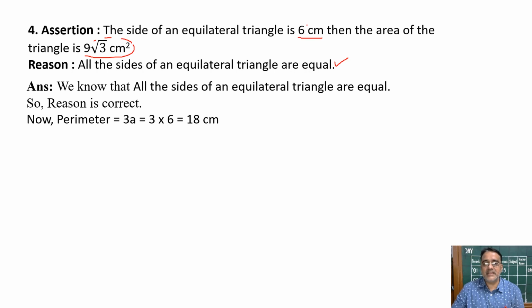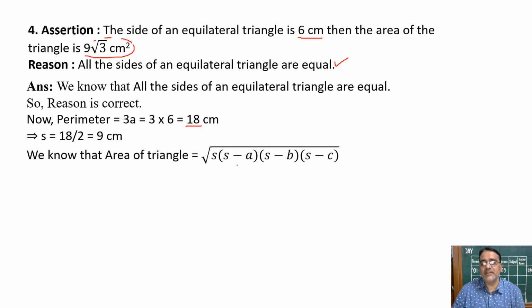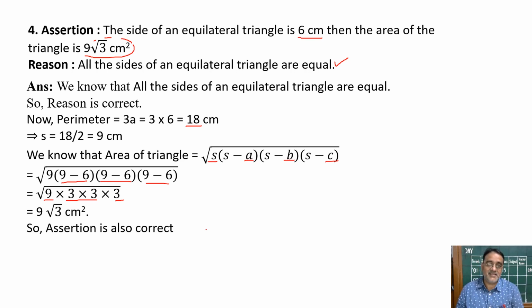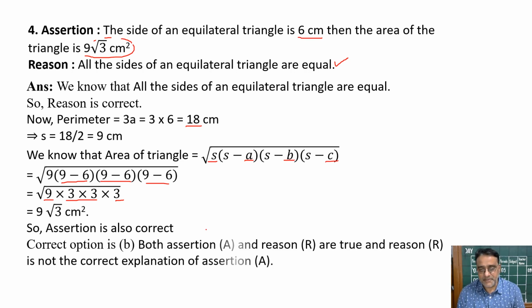And so what is the semi-perimeter? 9. 9, right. 18 by 2. Now we'll use Heron's formula, that is root over s into s minus a into s minus b into s minus c. The value of s is 9, a is 6, 6, 6, right. In all of them 3 will come, 3, 3, 3. So one 3 will come outside, in this the other 3, and one 3 will be left here. So that is 9 root 3 centimeter square. So the assertion is also correct. But the reason is not the correct explanation of the assertion. So which option is the correct one? Option B. Option B, right.